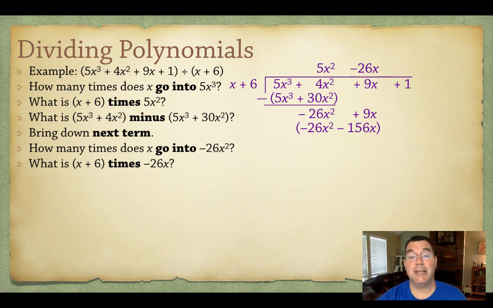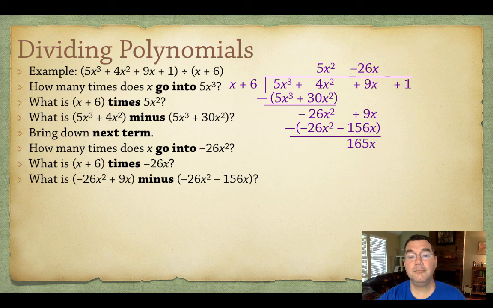And I write that underneath. And then just like before, I subtract. Negative 26x squared minus negative 26x squared is nothing, and 9x minus negative 156x, remember your rules for double negatives, would give you 165x. So that part's done. I have one last term to bring down, and that's the plus 1.